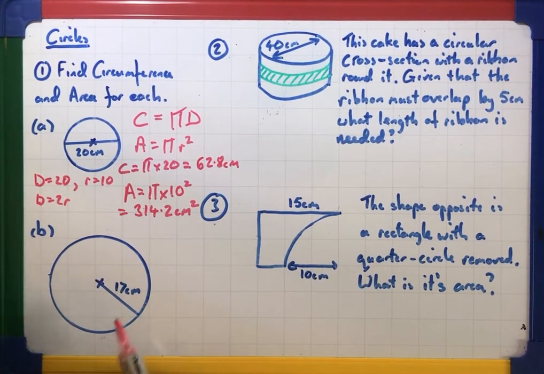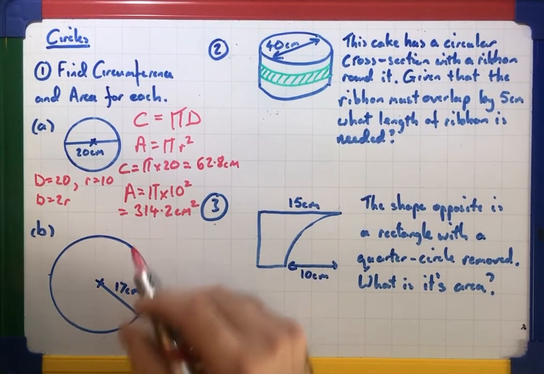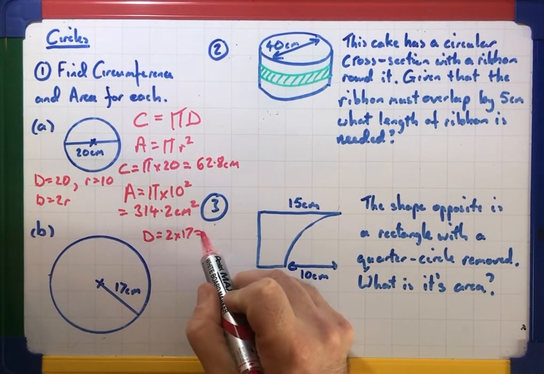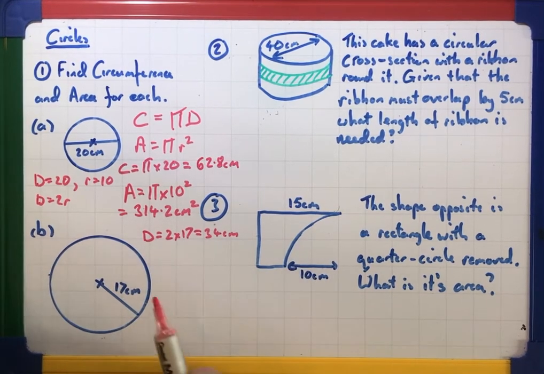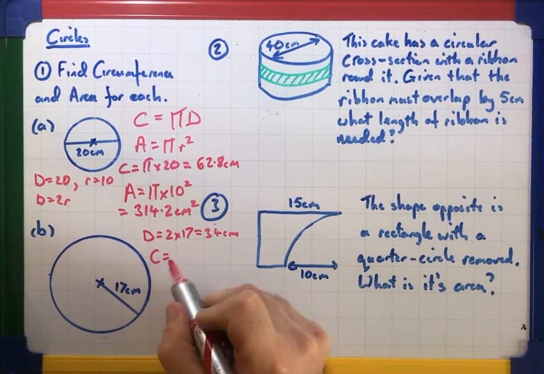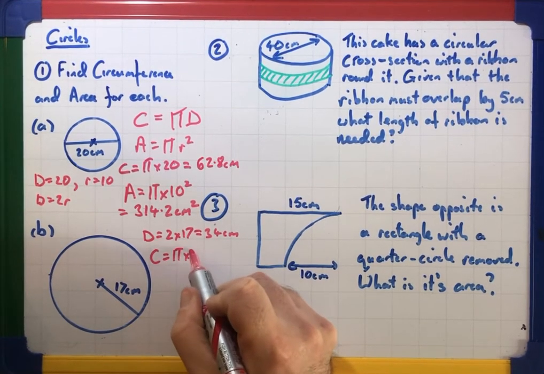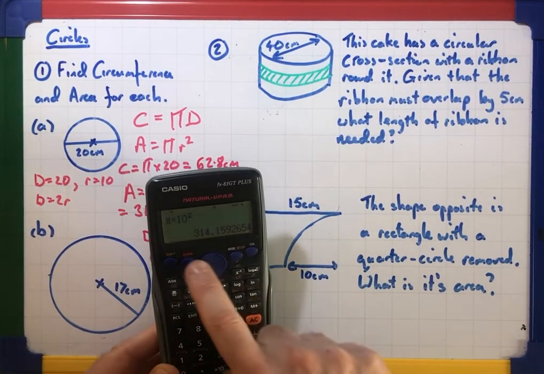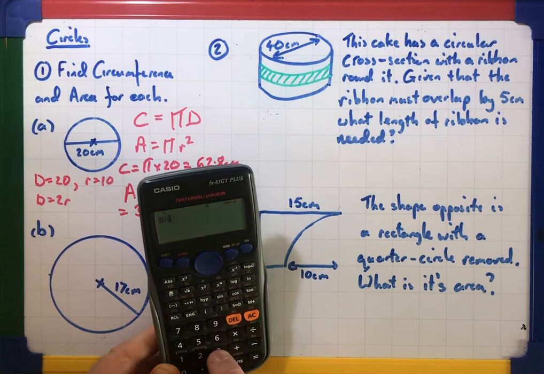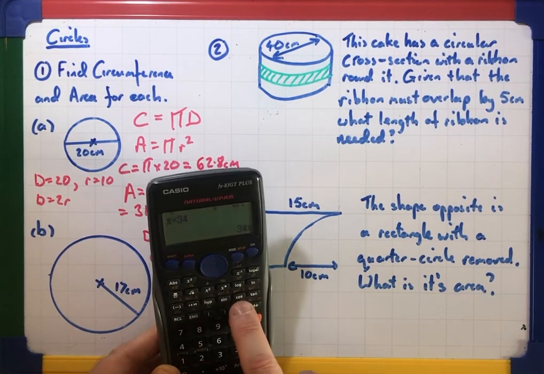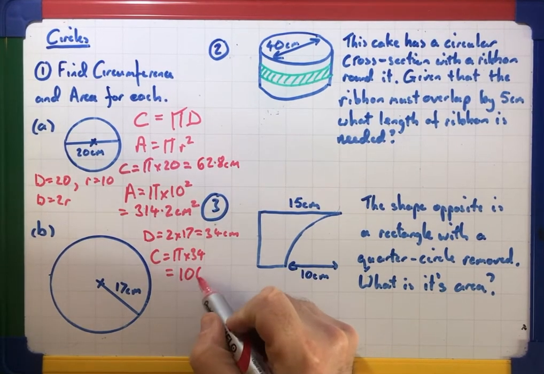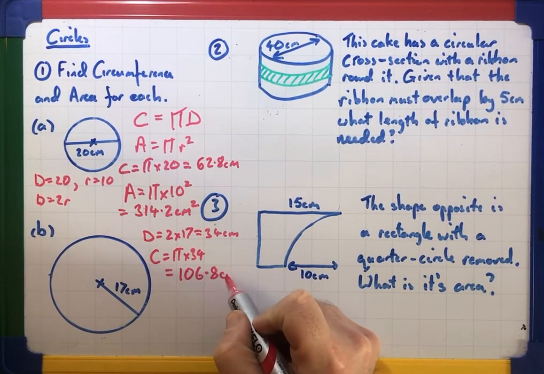Using the same formula again with the next one, but here they've given us the radius. So remember, the diameter's twice the radius. If I work that out, it's 34 centimetres. So you've got 34 centimetres for the diameter there. So the circumference will be pi times 34. If I work that out, again using my calculator, gives me 34 pi, change it to a decimal, 106.8. And that's centimetres.